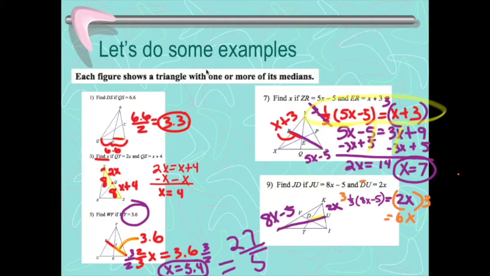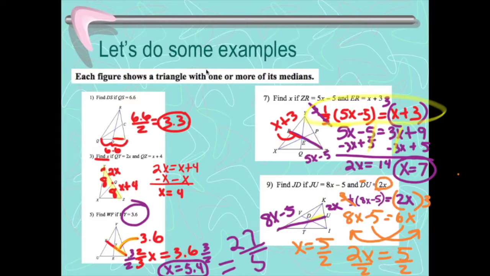And then to get rid of the negative, you can add the 5 over the other side and subtract the 6. So that's going to cancel. That's going to become 8x minus. I'm going to move the 5 over here by adding, and I'm going to move the 6x over here by subtracting. So I'll have 2x equals 5. I'm going to divide by 2, and I will get x equals 5/2.